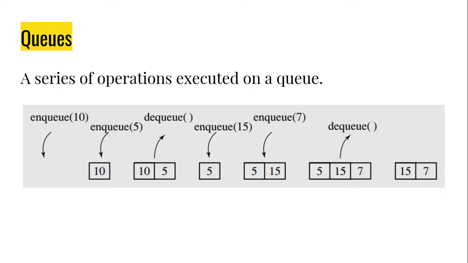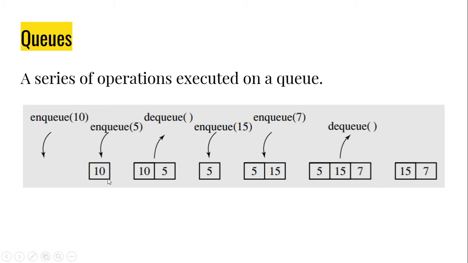So this is a visual representation of how a queue works in programming. At first the list is empty, as you notice here. Then there is the first execution of an operation, which is enqueue, and we have a specific element to enqueue, which is the integer 10. So the integer 10 will then be inserted at the end of the queue.